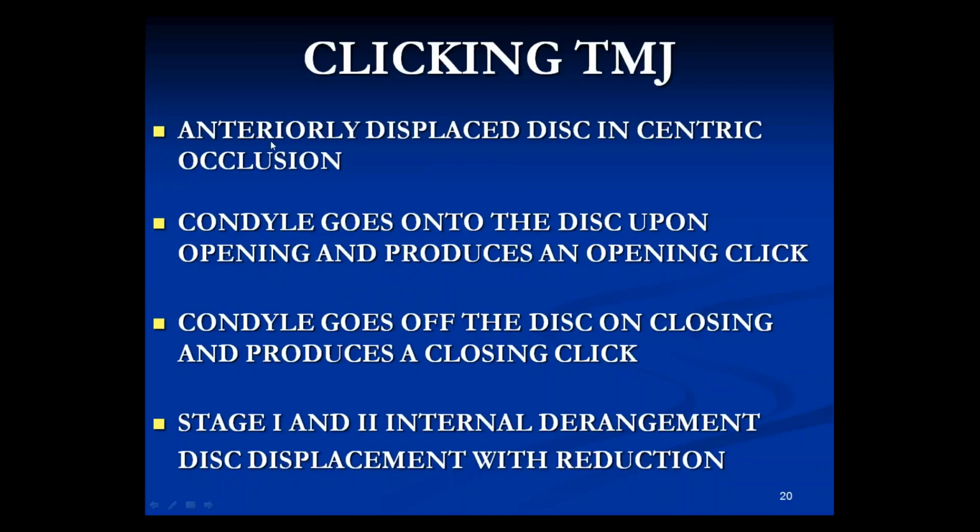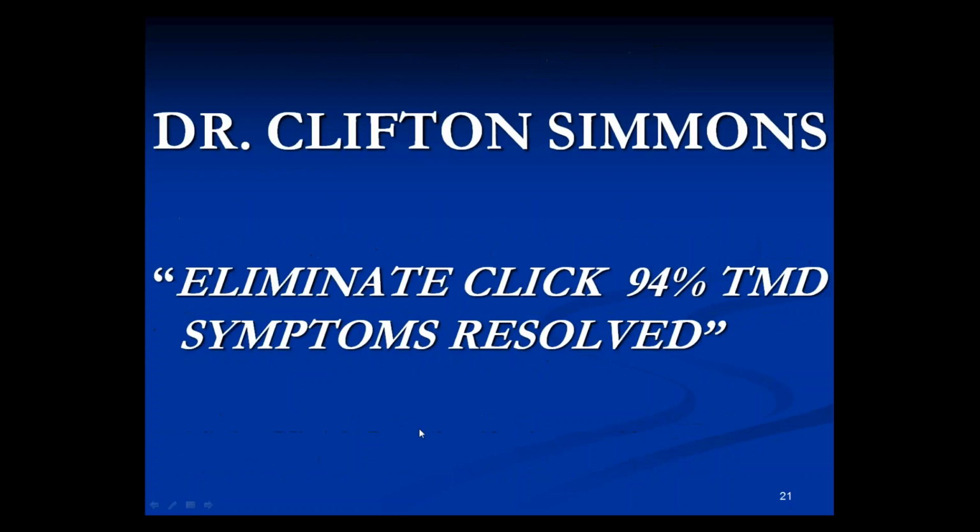So, anteriorly displaced disc in centric occlusion: the condyle goes up onto the disc upon opening and produces an opening click, goes off the disc when you close, a closing click, and here's what you have to pay attention to. Stage 1 and 2 of internal derangement means disc displacement with reduction. That means the disc can be recaptured. Try to find out if the patient is in stage 1 or 2 of internal derangement.